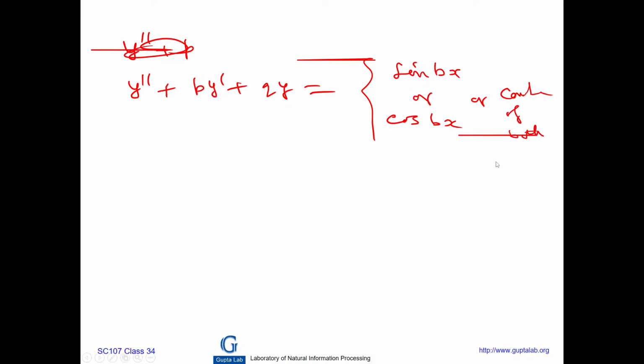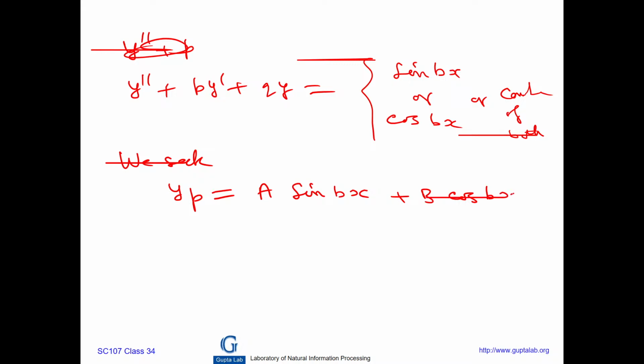ओके, पर्टिकुलर सॉल्यूशन फाइंड आउट करना है. आर एच एस ऐसा है तो क्या करें? वी सीक सॉल्यूशन ऑफ द फॉर्म yp इज इक्वल टू, अब राइट हैंड साइड में या तो साइन है या कोसाइन है या कॉम्बिनेशन ऑफ साइन एंड कोसाइन है. So I should seek A times sin bx plus capital B times cos bx and A and B are unknown to us.